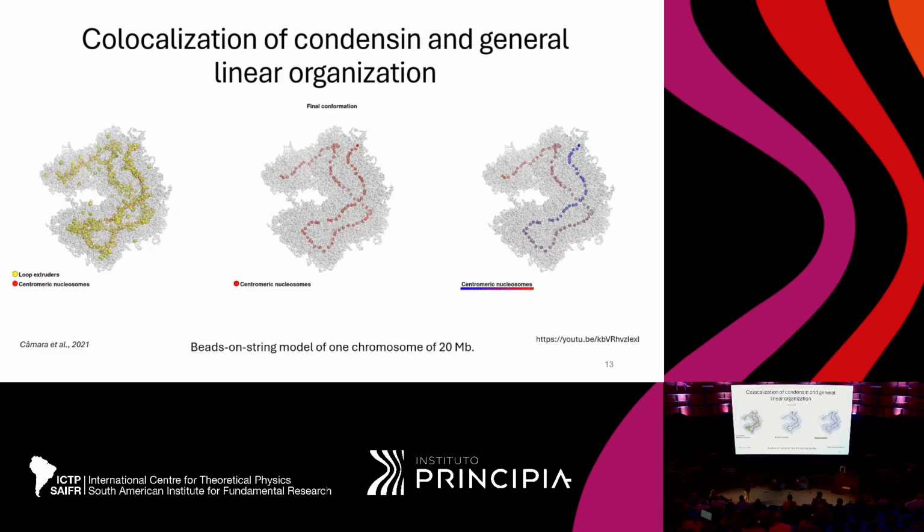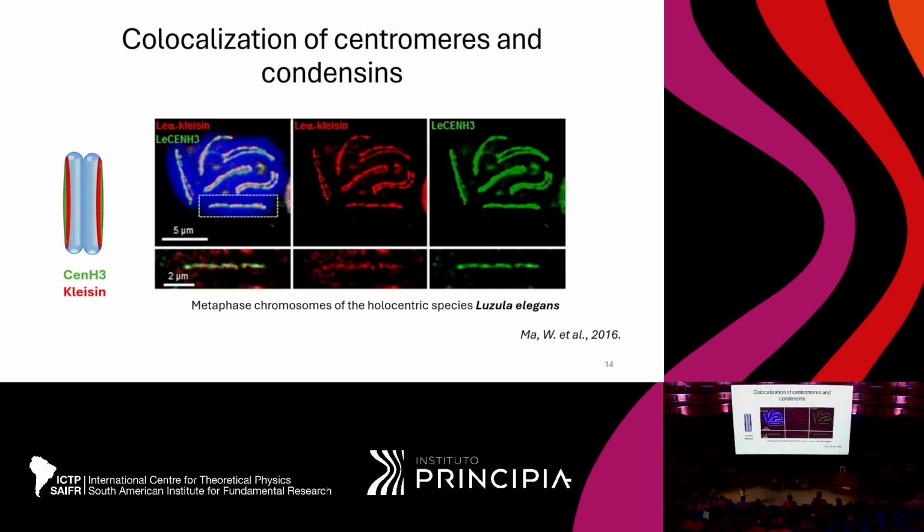Well, and sorry, coming back. One consequence of this model is that we should see the loop extruders around the centromeric nucleosomes. So this is what we tried to see in the literature, and coming back to the literature, we really found that centromeric nucleosomes, in green, colocalize with a subunit of condensin, I guess, condensin II. Well, and this is what we see. So it's nicely supporting what we see in the experiments and the microscopy.